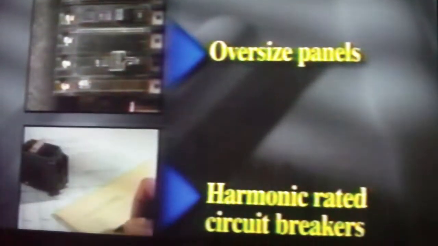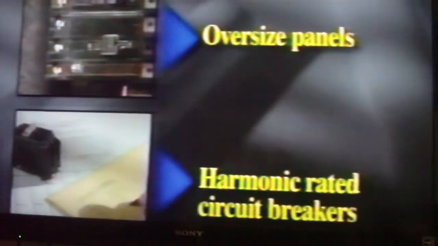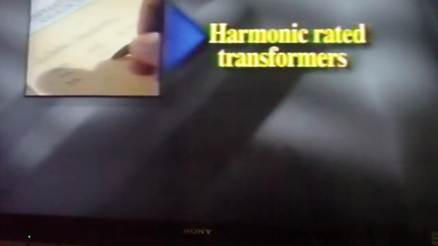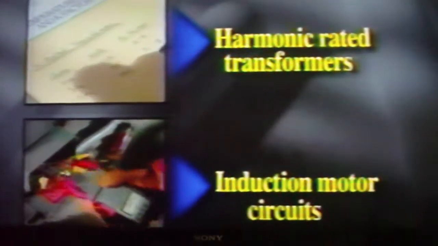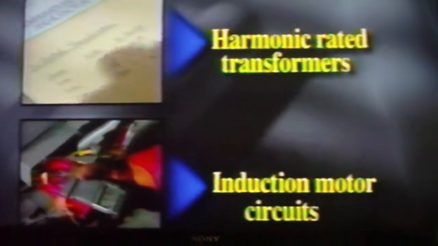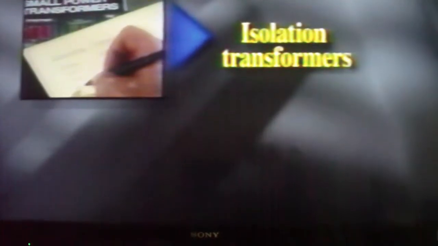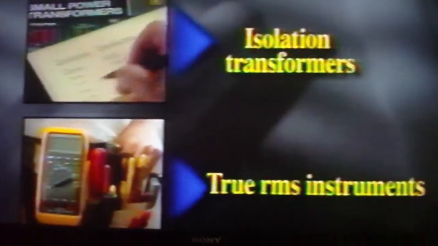Specify harmonic rated circuit breakers in the design. Require a harmonic-rated transformer with a K-factor appropriate for the load. Arrange branch circuits and feeders so that three-phase induction motors are not connected to circuits serving nonlinear loads. Wherever necessary, use isolation transformers. And specify that the people doing maintenance on the system be equipped with true RMS measuring instruments.